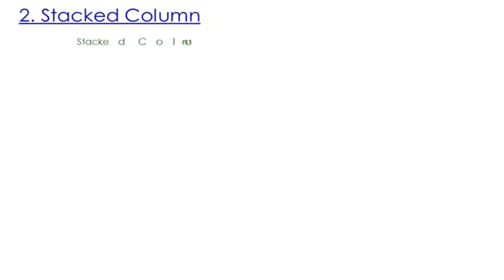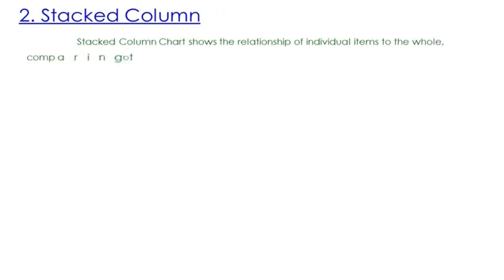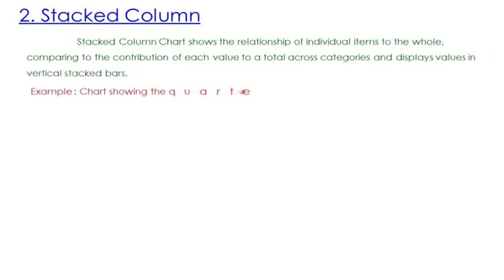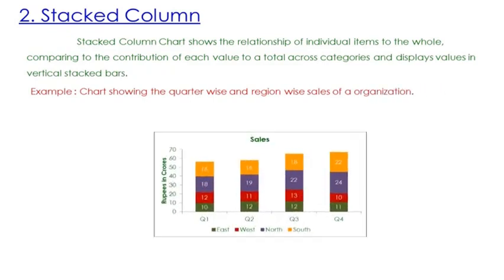Stacked column. Stacked column charts shows the relationship of individual items to the whole, comparing the contribution of each value to a total across categories and displays values in 2D vertical stacked rectangles. The below chart shows the example of stacked column chart.